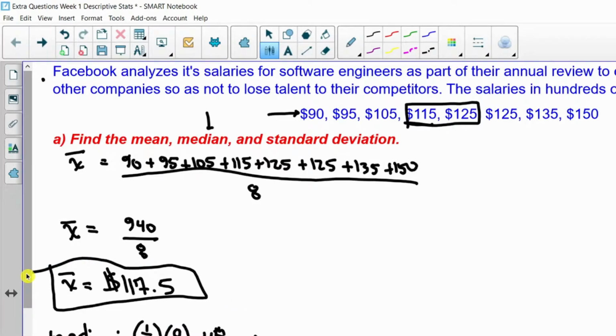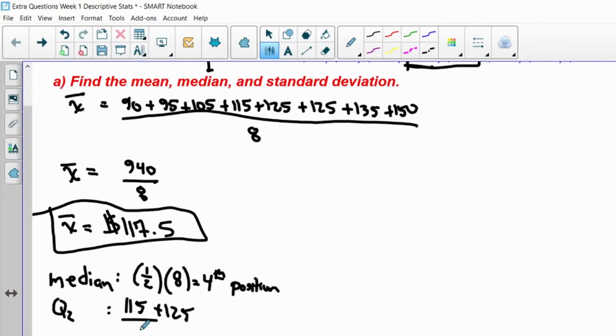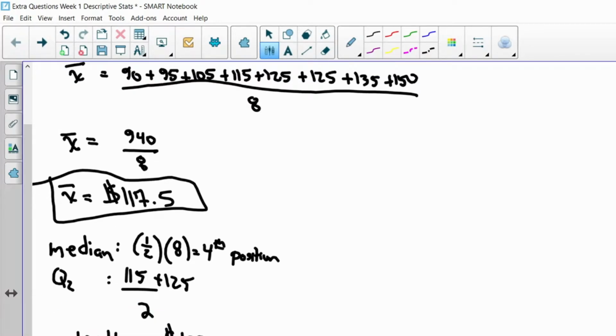Might have to scroll down here. So divide by 2, and you get that the median is equal to 120, or 120,000. There we go. Perfect. So the median is 120, or 120,000.